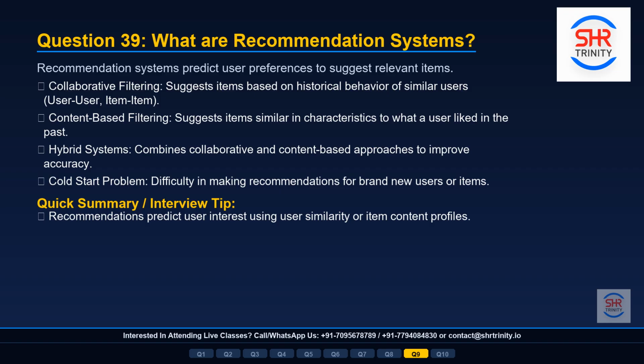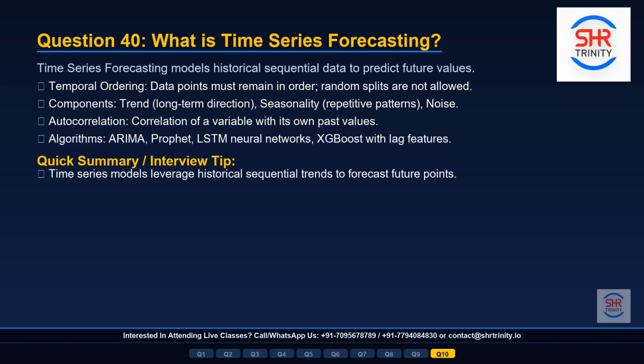Question 40. What is time series forecasting? Time series forecasting involves predicting future values based on historical data points collected sequentially over time. Unlike standard tabular data, time series observations are not independent and identically distributed. Therefore, random train test splits are not allowed. We must preserve temporal ordering.